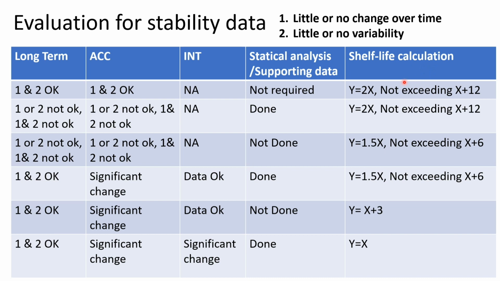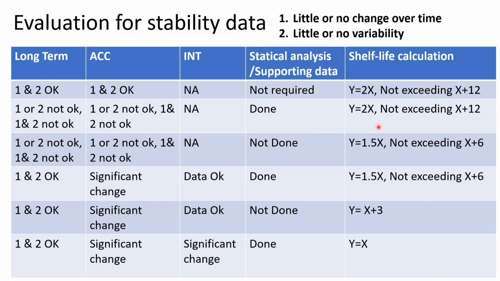Now how to calculate the shelf life? Where the long term is okay and ACC is okay, then how to calculate the shelf life? Y is equal to 2x. Y is the months of shelf life you have to define, months of expiry you have to define, months of retest you have to define. X is how many months of the long-term stability study is completed successfully, where your ACC is also okay.